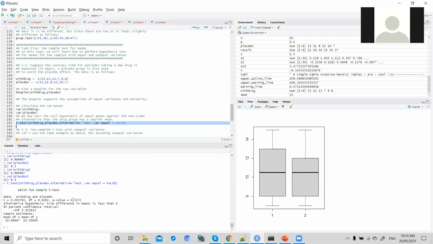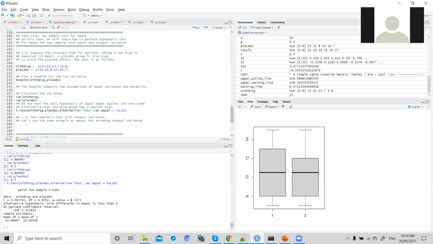So here we can see it's 0.5. So we reject the null hypothesis because it is greater than 0.05, right? Sorry, we accept the null hypothesis, because it's greater than 0.05. We accept the null hypothesis. Yeah, because it's greater than 0.05.